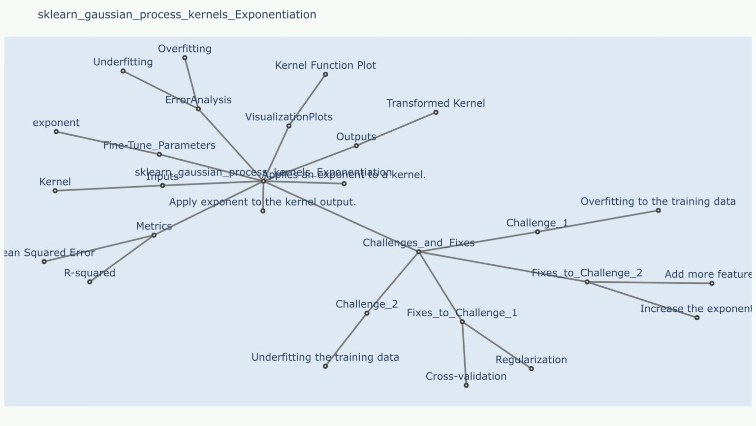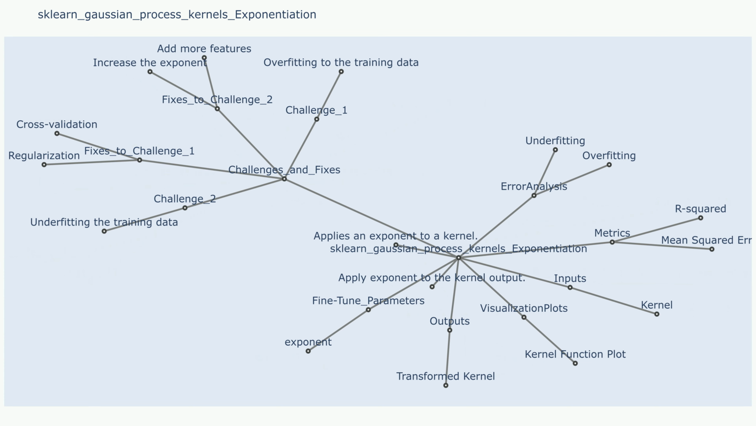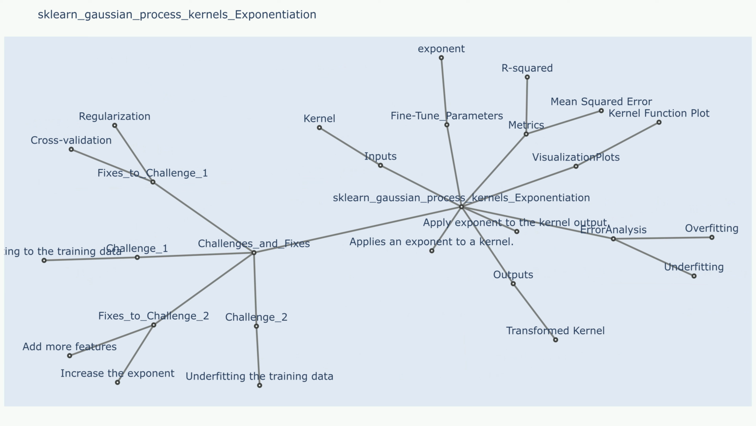sklearn Gaussian process kernel's exponentiation. Description. Kernel: the kernel to be exponentiated. This could be any of the kernels provided by scikit-learn, such as the RBF kernel, the Matern kernel, or the rational quadratic kernel. Exponent: the exponent to which the kernel is raised.